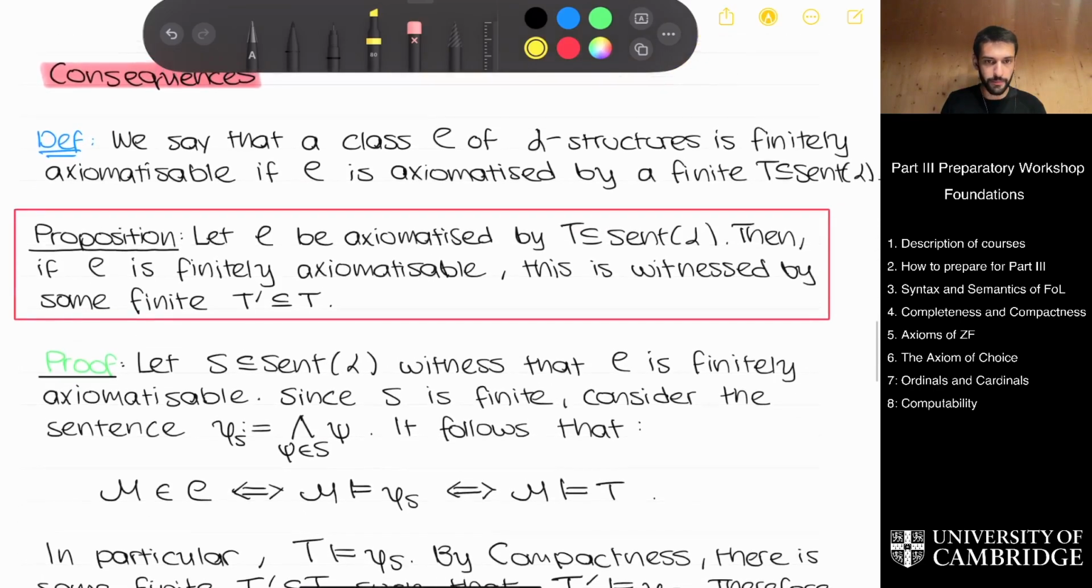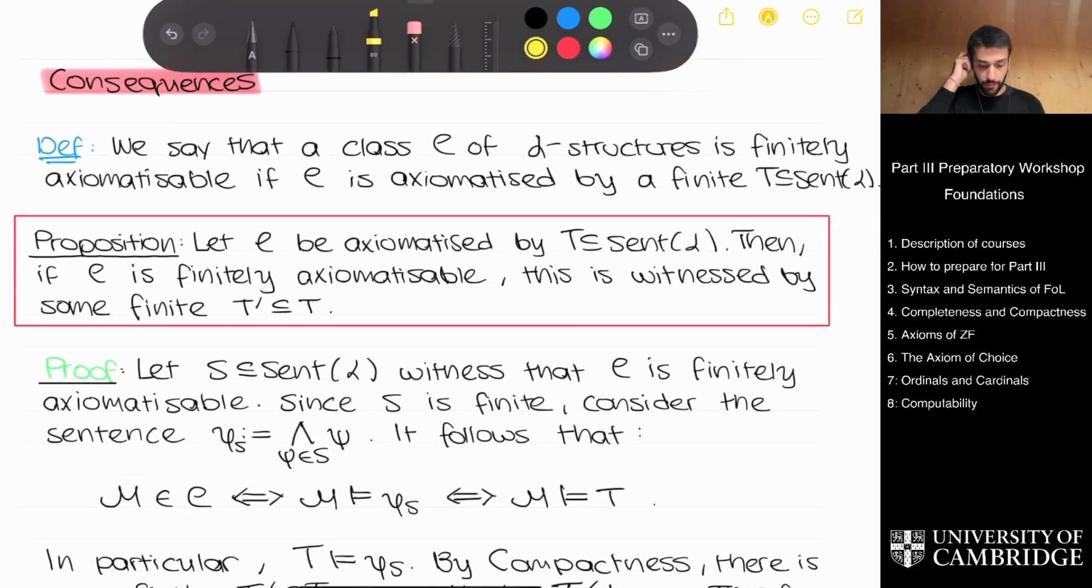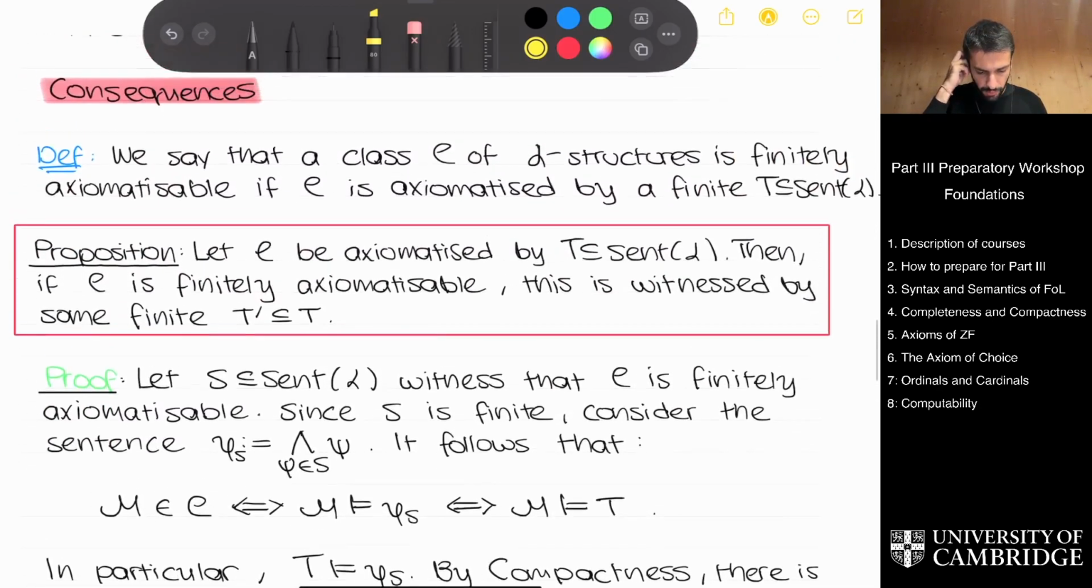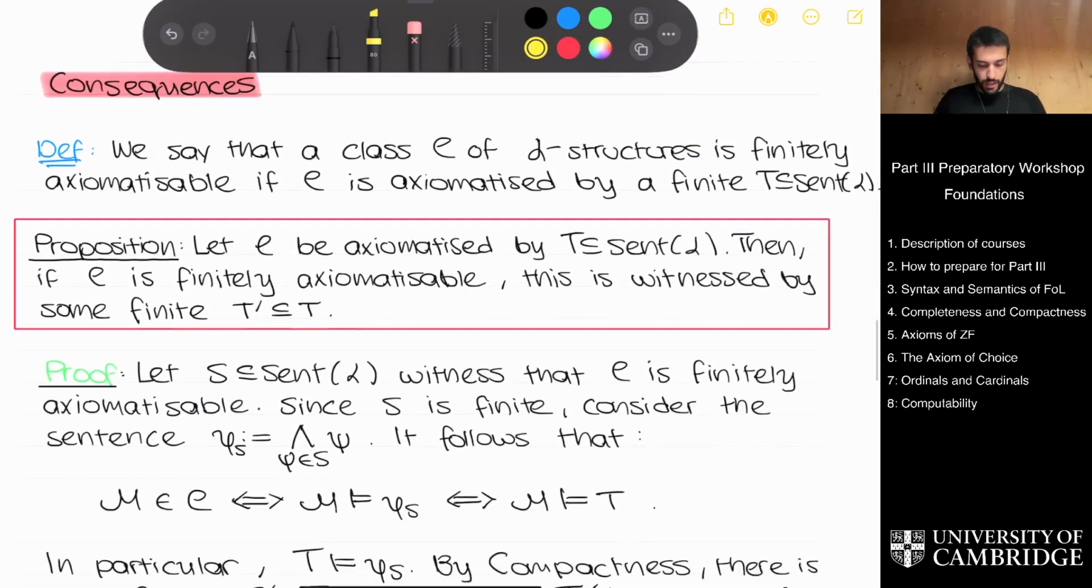Okay, so I'll now continue to some consequences of the compactness theorem. Of course, there are plenty, but we'll just be seeing a few applications of this. Okay, so we say first of all that a class of structures is finitely axiomatizable if the class is axiomatized by a finite theory, so a finite set of sentences.